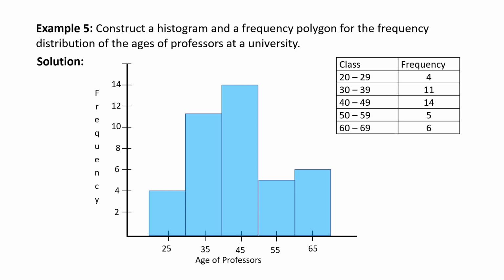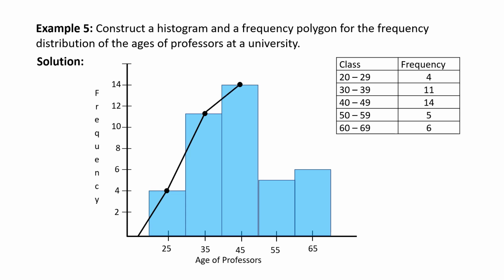To make a polygon, the frequency polygon, we connect the points that are midpoints. So for example, where the 25 is, we draw a straight line all the way up to the height of 4. For the second bar, let's mark the 35 at the height of 11, and we connect those 2 points. From that point to 45 and a height of 14, connect. Notice that these lines are not being smoothed out.